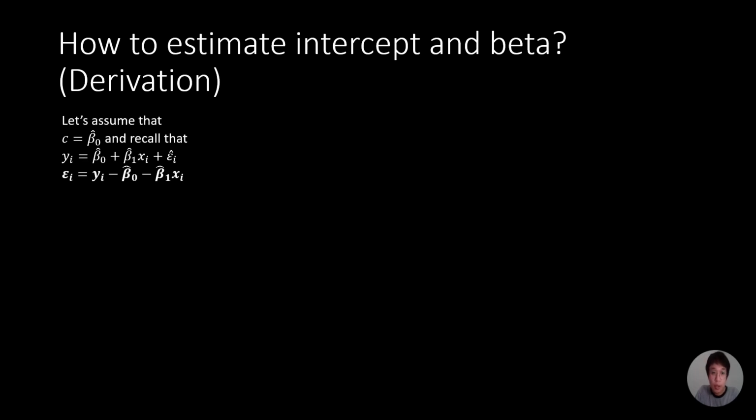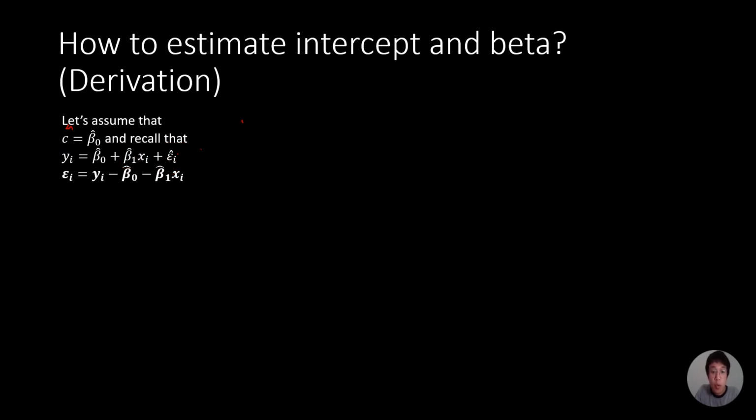Let's assume that there should be a hat here. Let's assume that the constant hat, the intercept hat, is just beta naught hat. And recall that our yi is just beta naught hat plus beta 1 hat times xi plus epsilon i. So yi and these ones are all random variables, right?